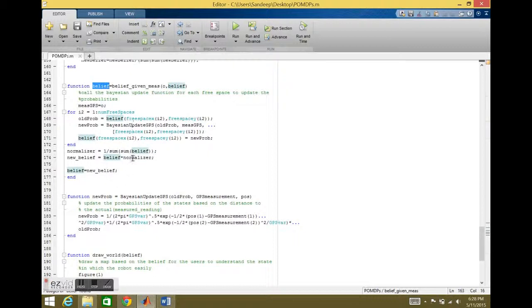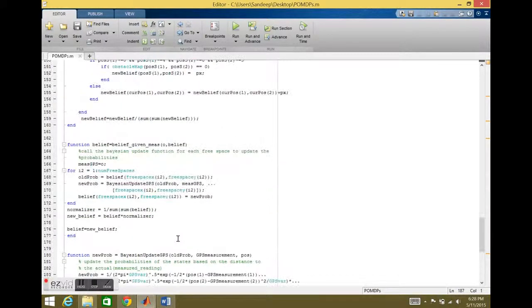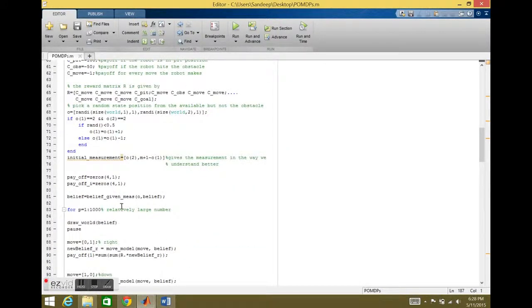This function uses the posterior belief and the current measurement O, and gives us a new belief using a simple Bayesian rule. This formula here comes from the textbook Probabilistic Robotics by Sebastian Thrun. I can provide you with the name of the textbook in the description below the video.